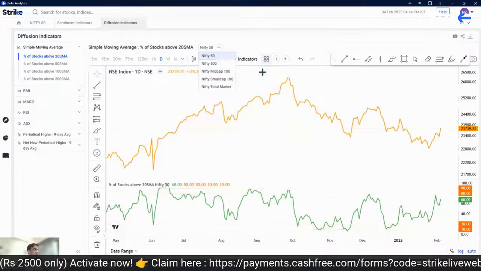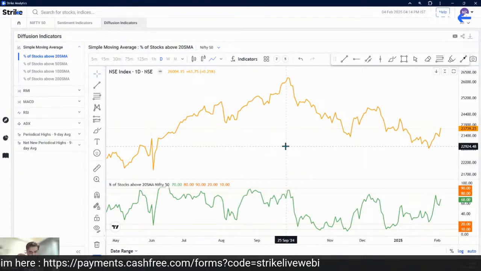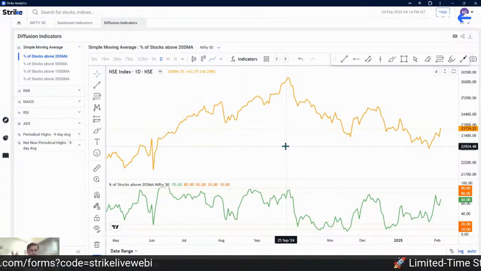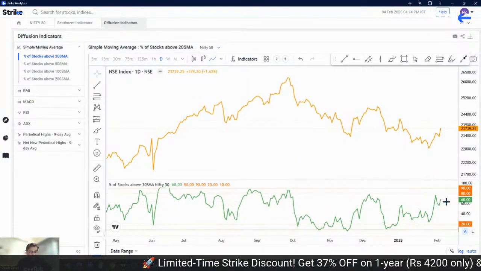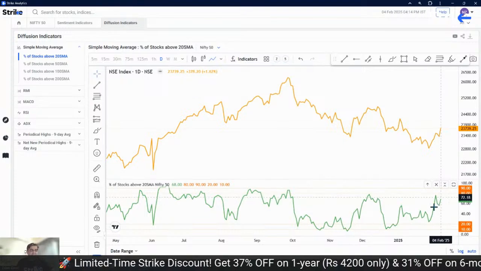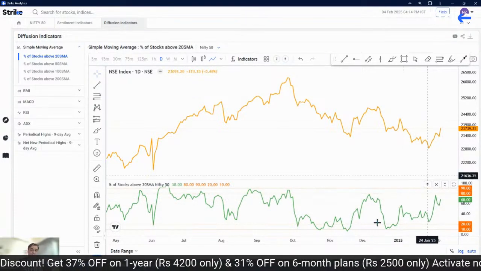Now, when we are looking at Nifty 50, percentage of stocks above 20 SMA, what does it mean? Out of those 50 stocks, what percentage of stocks are above their respective 20-day simple moving average? So right now the answer is 68. So this indicator tells you what percentage of stocks are above 20 SMA.